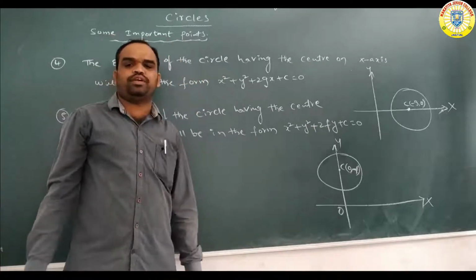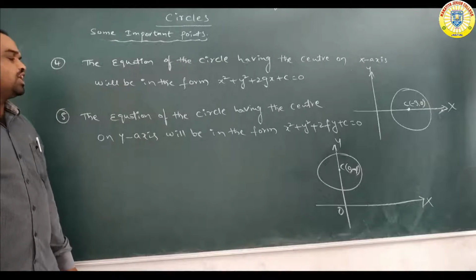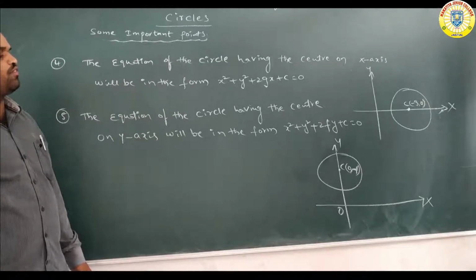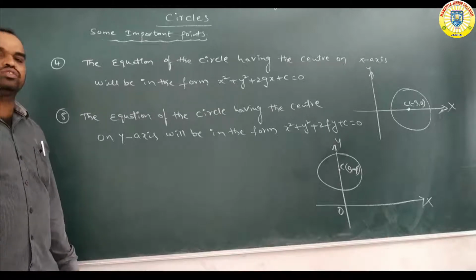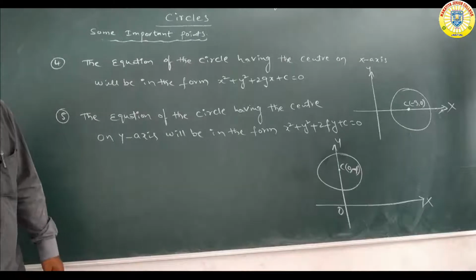Again repeating, the equation of the circle having the center on y-axis will be in the form x² + y² + 2fy + c = 0. Understand? So next important concept.